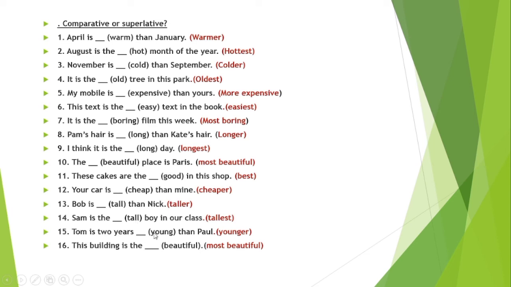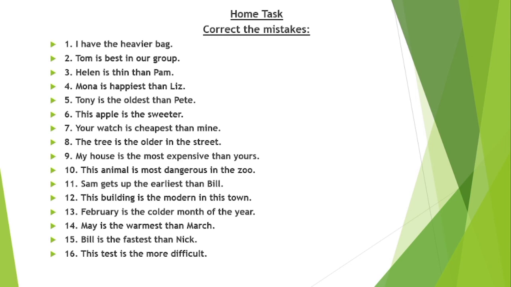Tom is 2 years dash than Paul. Now there is a comparison again between Tom and Paul, so we need er to make comparative degree, younger. So Tom is 2 years younger than Paul. This building is dash, so it is a superlative degree because this building is the most beautiful. Beautiful has more than one syllable, so we add most for making superlative degree.